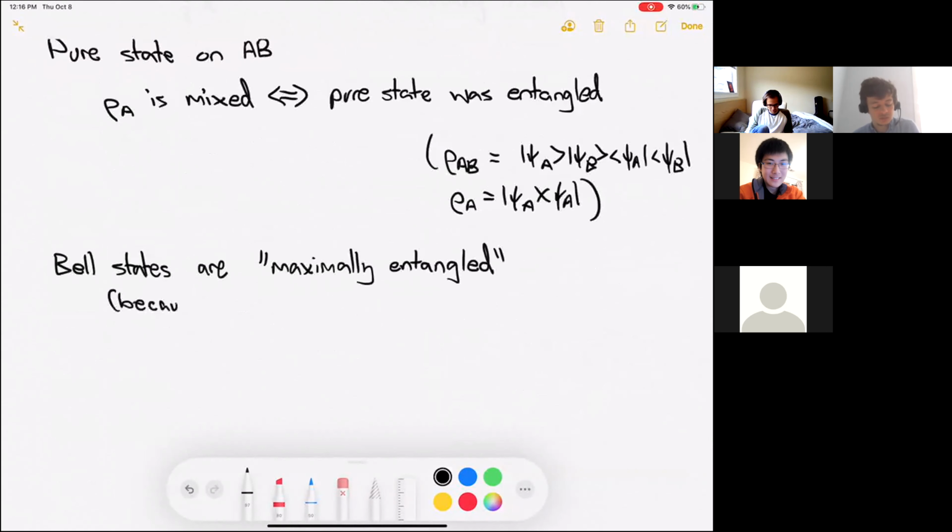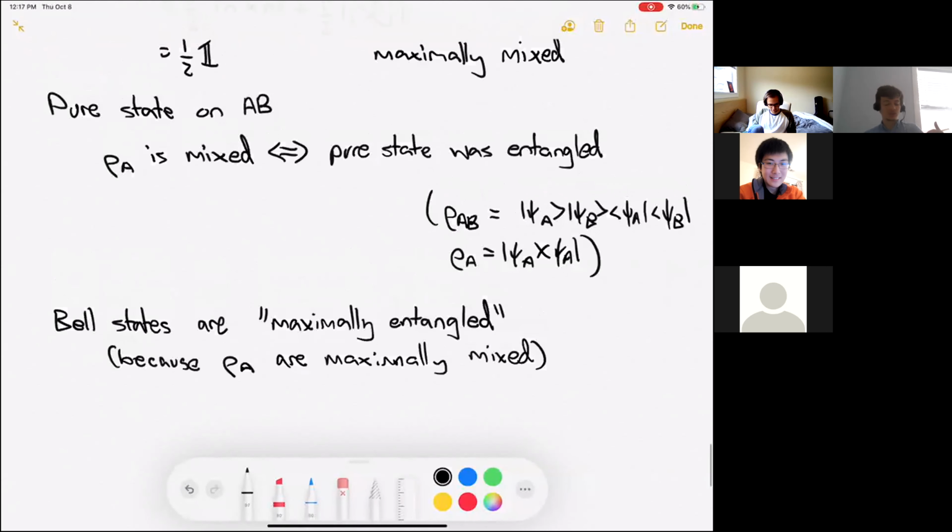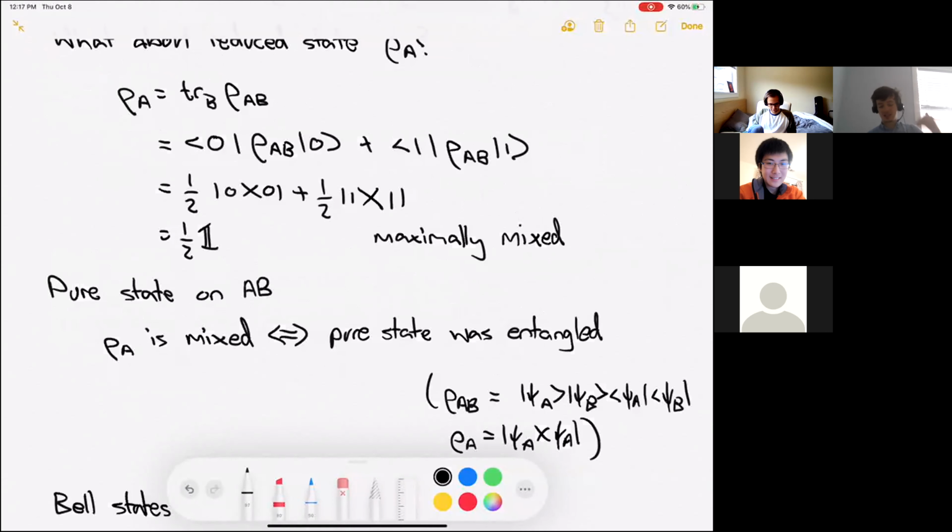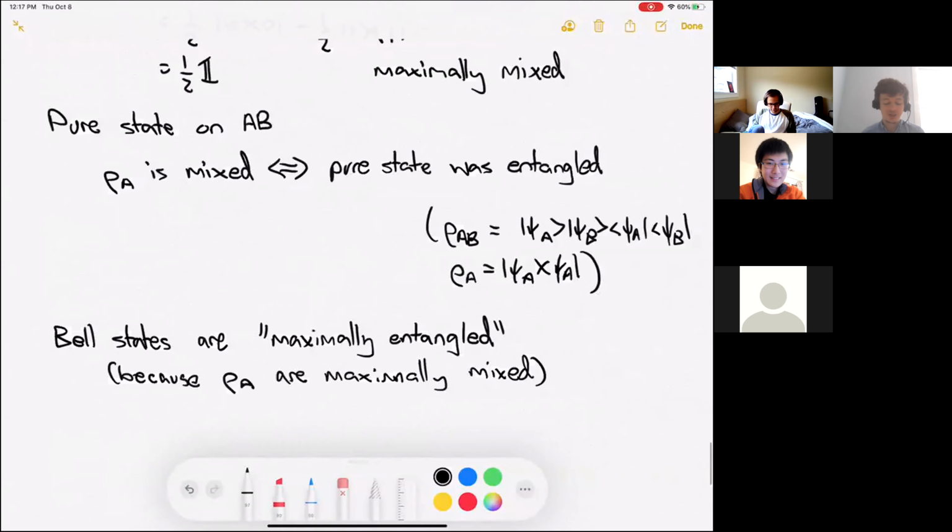Because the reduced states, rho A, are maximally mixed. So maximally entangled means that even though you have complete information, you know exactly what the global state is, you know exactly that it's say phi plus, it can't be anything else, no probability of being anything else, then you have absolutely no information at all about the state on just A. As far as the state on just A is concerned, it's completely undefined. There's completely no information about it.